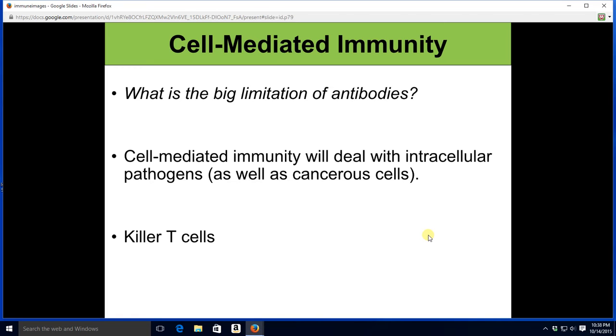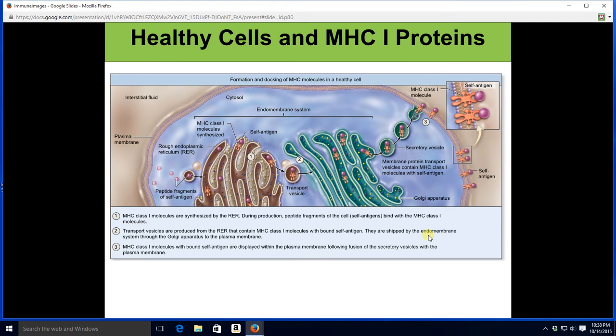All right, speaking of antibodies, the big limitation on antibodies is they cannot go inside cells. Okay? So intracellular pathogens are in a way protected from antibodies. But luckily, we have a method of dealing with intracellular pathogens, and that method is cell-mediated immunity. Killer T cells also lets us deal with cancer cells. Now, in order to understand how killer T cells work, we got to understand something called MHC1 proteins.